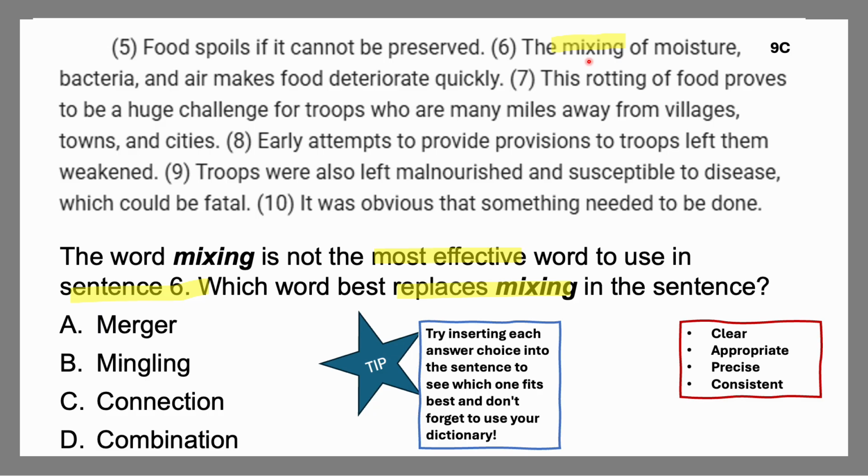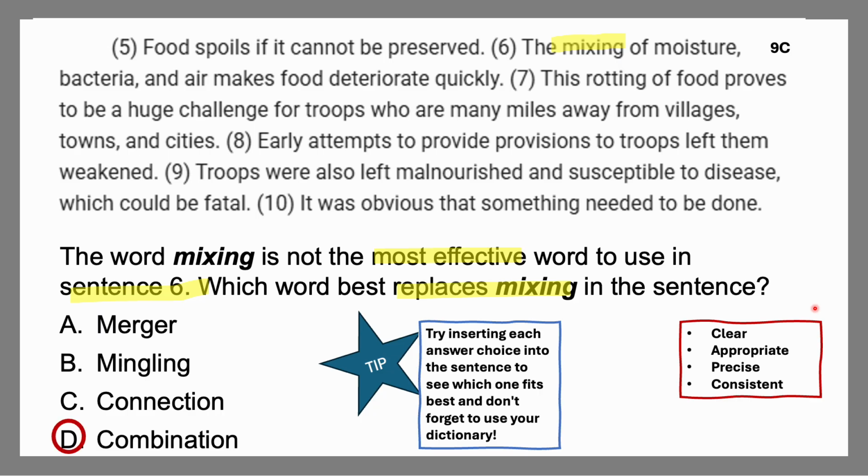So let's look at that paragraph. The food spoils if it cannot be preserved. The mixing of moisture, bacteria, and air makes food deteriorate quickly. So I'm going to give you a second. I want you to read through that paragraph, and then I want you to make your decision, your answer choice, and then we're going to see if you're right. So go ahead, hit pause, read through this paragraph, make your selection, and then we'll double check your answer. All right, let's see if you're correct.